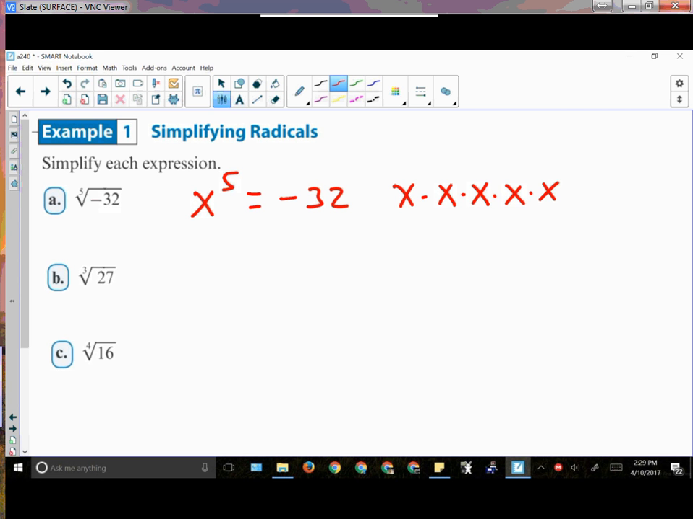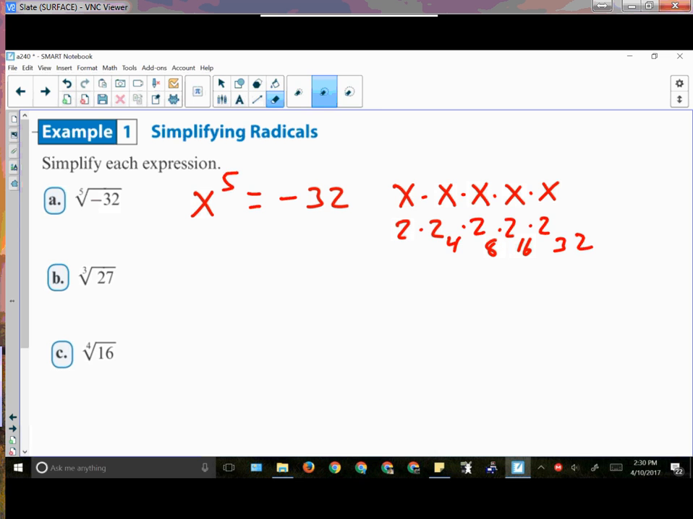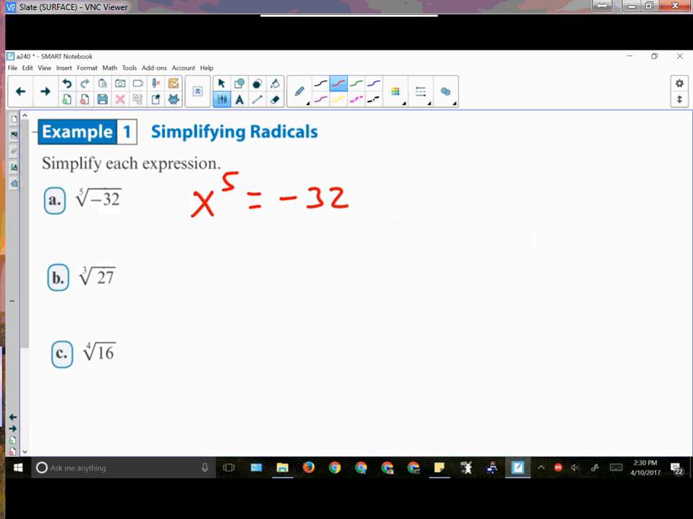One of the things you should always keep in mind is if it's an even number, start off with 2. So what's 2 times 2? 4. Times 2, times 2, times 2, 32. So that means in this instance that x is going to be equal to 2. Now, the other part of this is it's got to be a negative. So x is going to be equal to negative 2. That's just the way it is.